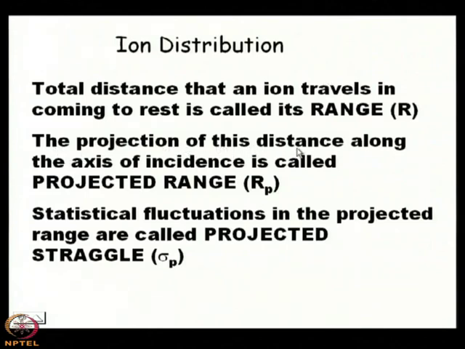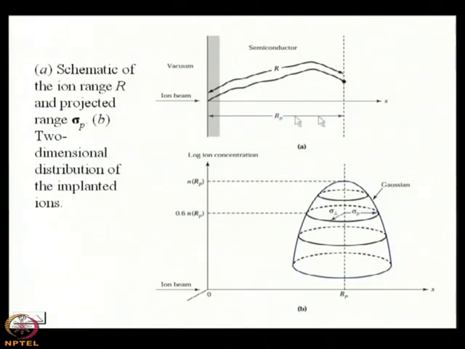And the projection of this distance along the axis of incidence is called the projected range. So, one is range, another is projected range. The projected range is nothing but the projection of this distance along the axis of incidence. So, this is range and this is projected range. Rp is the projected range, along the axis. Rp is the minimum distance from the point of incidence to the point of final penetration or termination of the ion beam. Suppose the ion beam is penetrated at this point, the incident point is here, and it has moved through this trajectory and finally come to rest here. So, along the axis, the distance is known as the projected range, right?